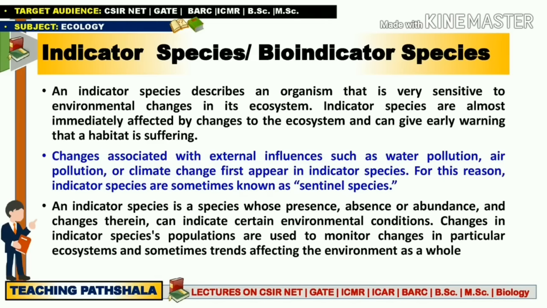Next, it has been mentioned: indicator species are almost immediately affected by changes to the ecosystem and can give early warning that a habitat is suffering. That is what I have just told you, that they have the capability to show the effect in the earliest phase.